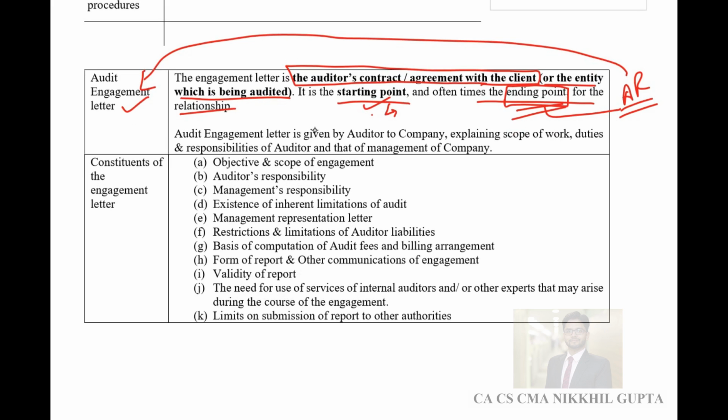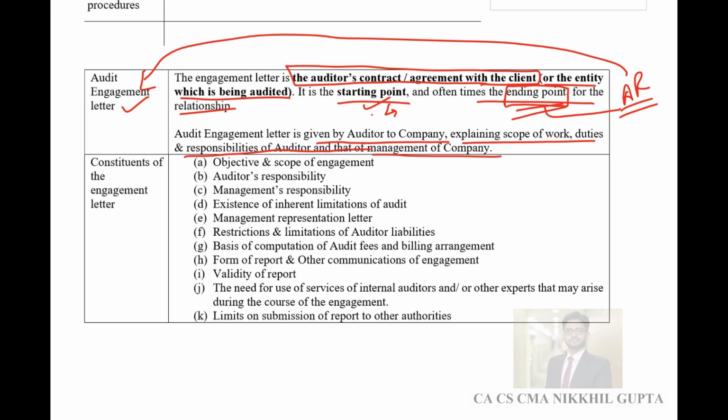Audit engagement letter is given by the auditor to the company. So guys, both auditor and the auditee sign the audit engagement letter. But yes, the audit engagement letter is prepared by the auditor and it is given by the auditor to the client, who signs it and sends it back to the auditor, explaining the scope of work, duties and responsibility of auditor and that of management of the company.